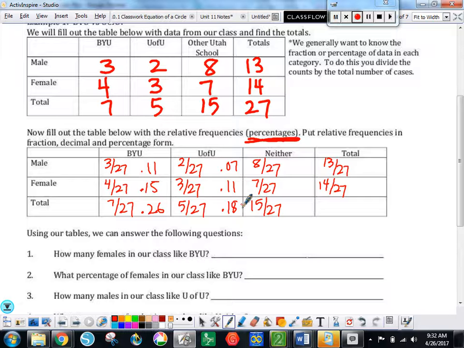Is it? Yes, when you get on the calculator. Okay, 8 out of 27 is 0.296, so it's about 0.30. 7 out of 27 should be 0.26. It should be about 0.56. Now, if we add up these three, 0.26, 0.18, and 0.56, what do we get?